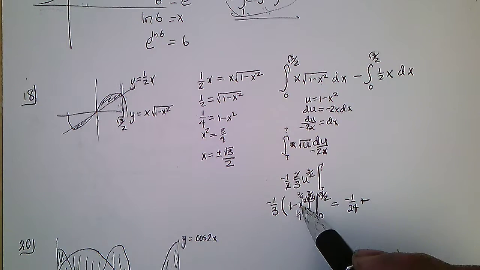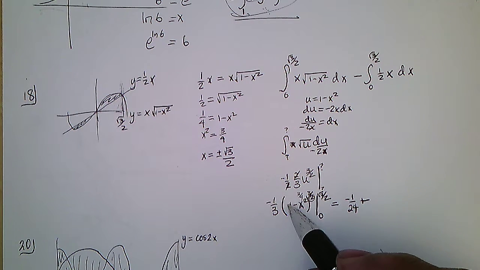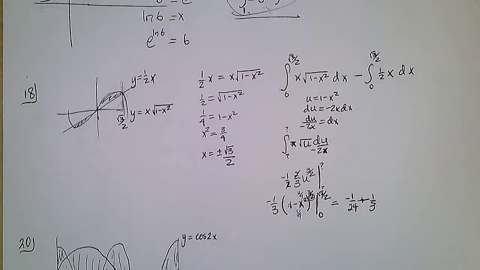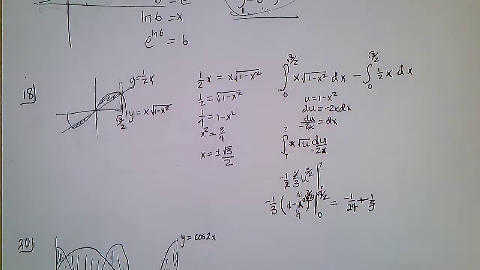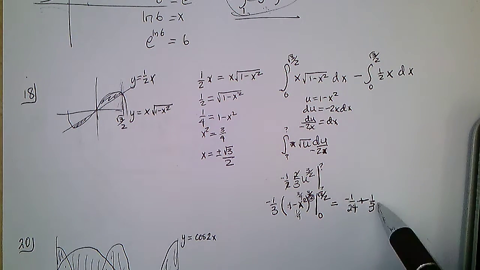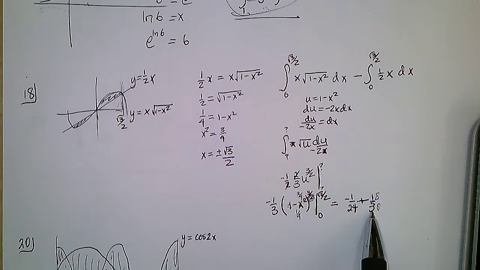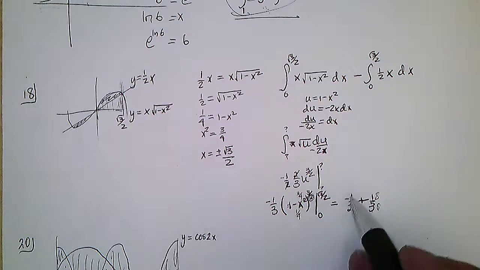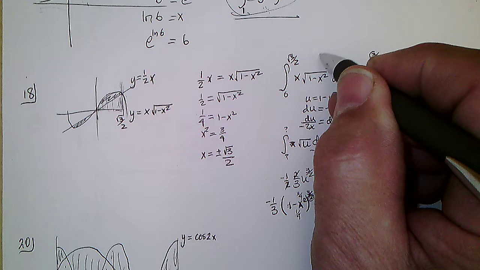Plus, put in 0. 0 squared is 0. 1 minus 0 is 1. The square root of 1 is 1. Cubed is 1. So the minus a minus 1/3. So this becomes negative 1/24 plus 1/3. So I multiply by 8 and 8. And so that's 8/24 minus 1/24, 7/24. So the area under all of this is 7/24 for this part.